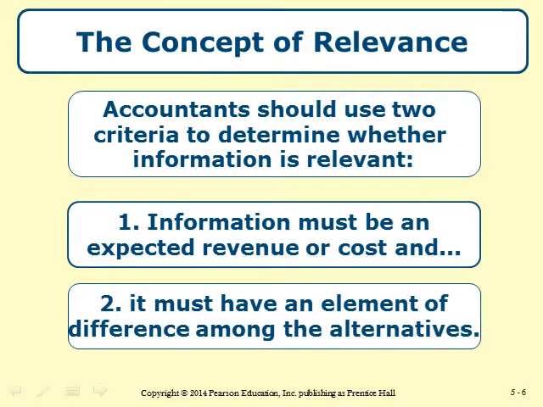Two criteria determine whether information is relevant. That is, the information must be an expected future cost or revenue, and it must have an element of difference among the alternatives. And so relevant information is the predicted future cost and revenue that will differ among alternatives.